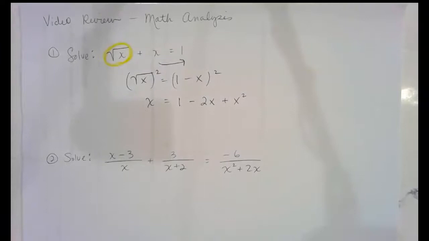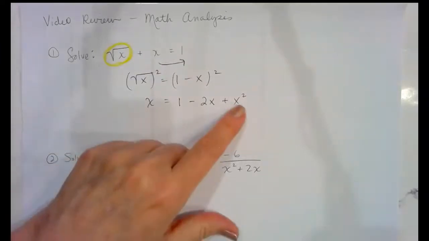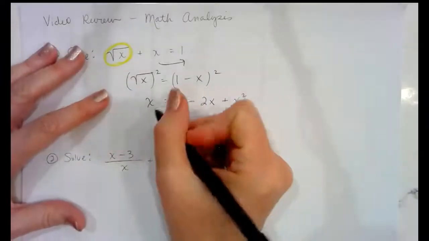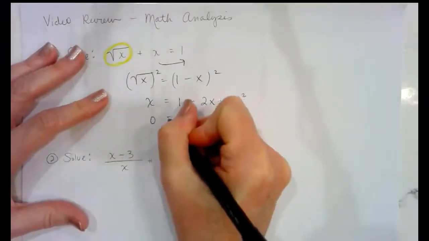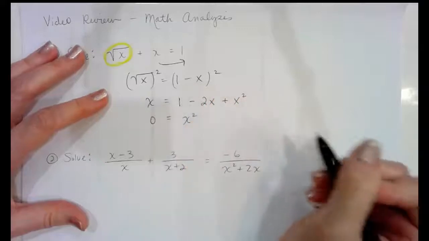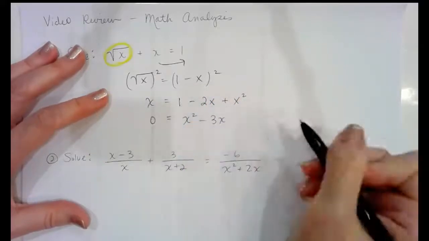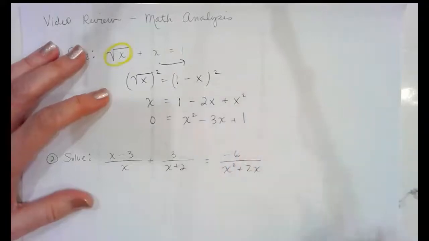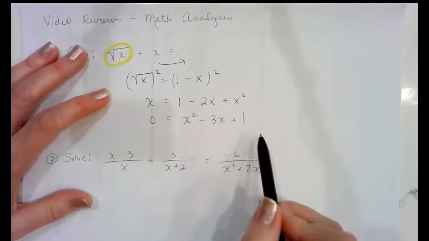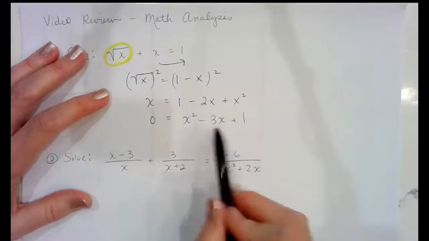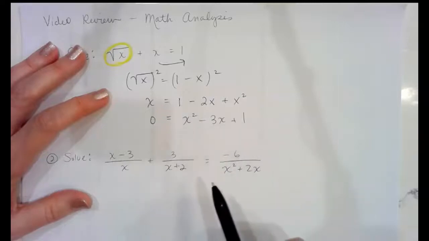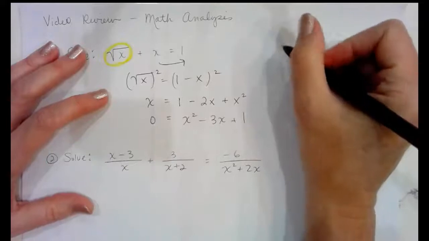Next, we need to combine like terms, and we need to set it equal to 0 because this is a quadratic equation. So we end up with 0 equals x squared, and I'm just putting this in descending order, minus 3x plus 1. Now this is not factorable because there are no factors of 1 that add up to 3. So we're going to need to use the quadratic formula here.